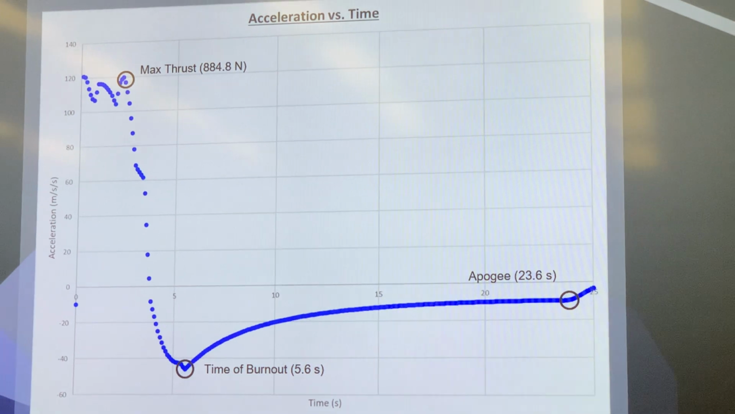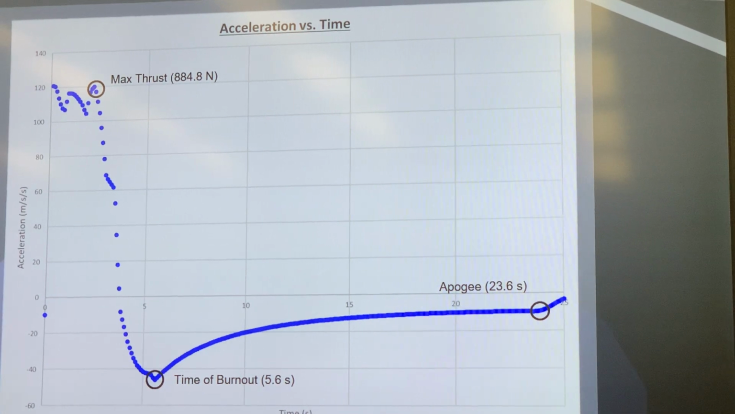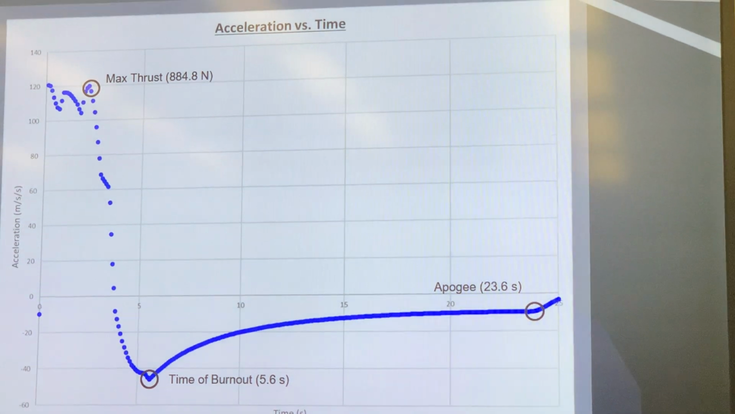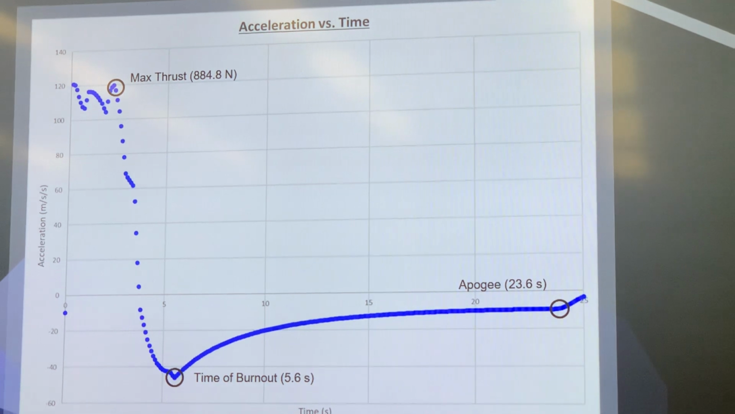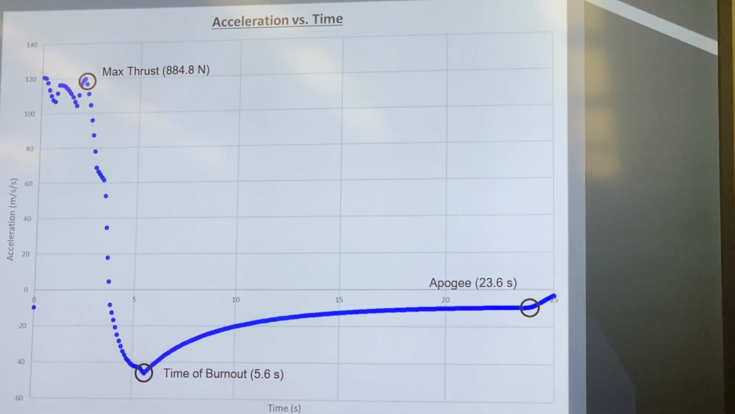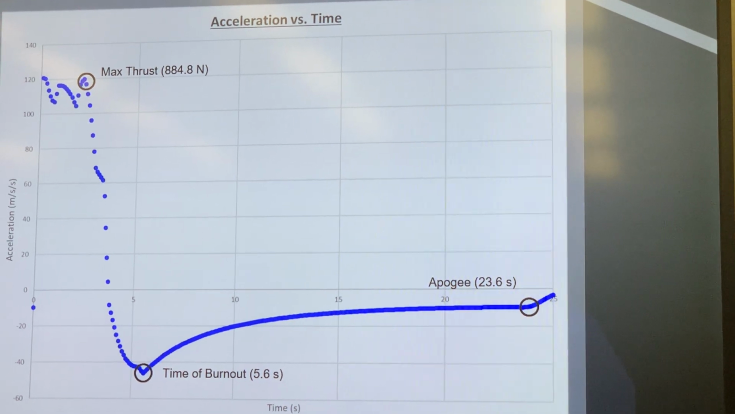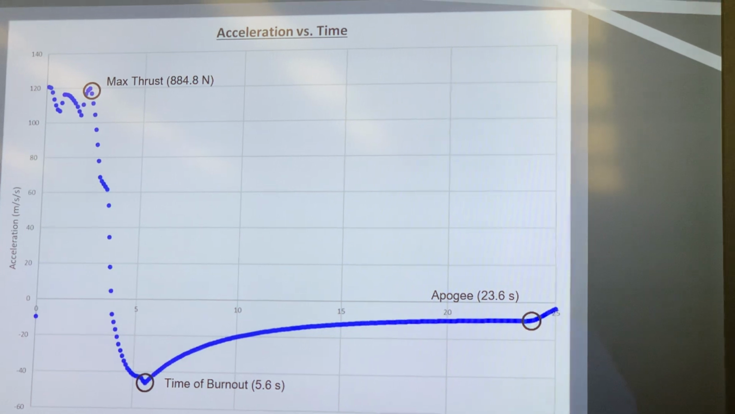And then after we reach our point of maximum thrust, the thrust starts to peter out until we eventually get to our lowest point of acceleration, which is our greatest point of negative acceleration, which would also be the time of burnout, 5.6 seconds after we initially launched the rocket. After time of burnout, the acceleration continues to try and reach negative 9.8 as the rocket enters its coasting ascent up until the point at 23.6 seconds that the rocket eventually reaches its apogee.